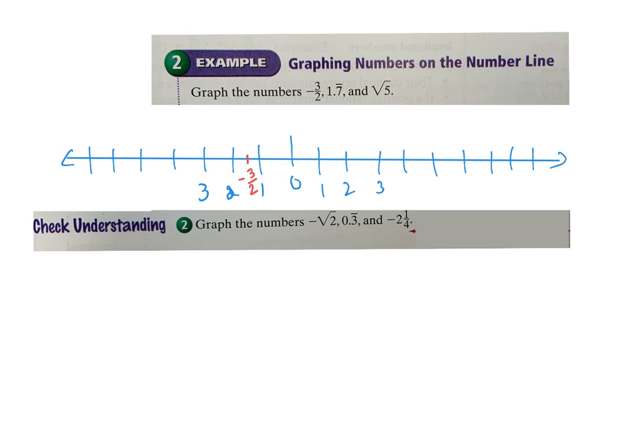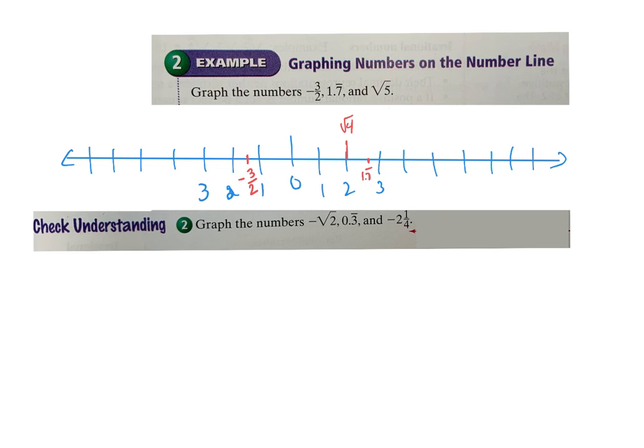1.7 repeating. Where is that going to be? Between the 1 and 2? Probably somewhere over here, right? 1.7 repeating. What about square root of 5? So here's what you do with square root of 5. You find the two numbers on either side of it that have a perfect root. So less than 5, what's the first number less than 5 that has a perfect root? 4. Okay. Where is square root of 4? At 2. So this is square root of 4. All right. What's the number directly to the right of 5 that has a perfect root?